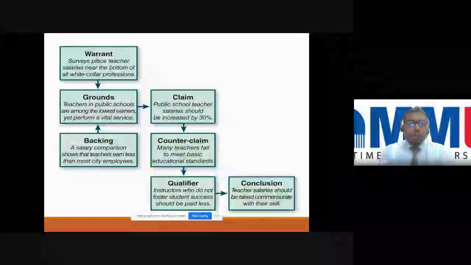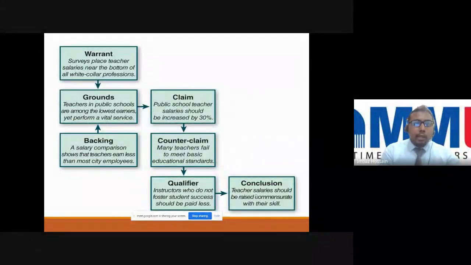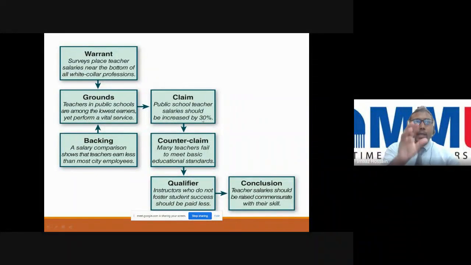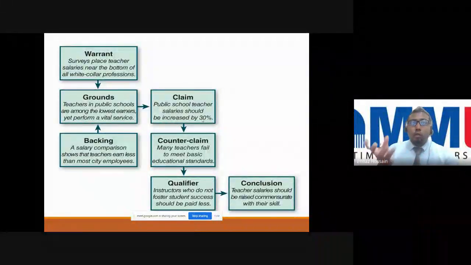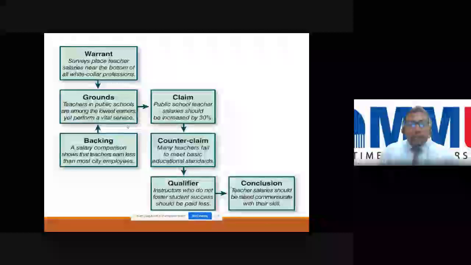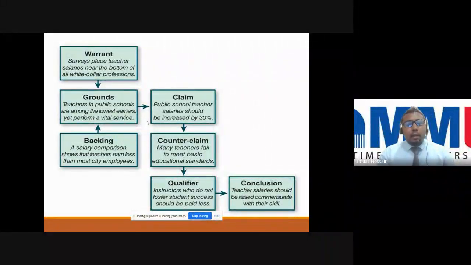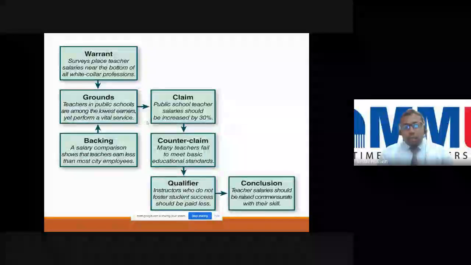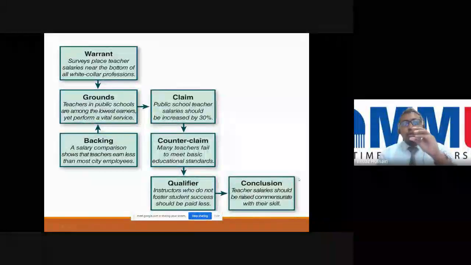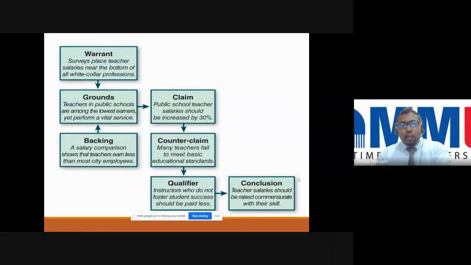Here I am giving one example, like service place teacher salaries are near the bottom of all white collar professions. This is a statement. So by giving some evidence, you see, the public school teacher salaries should be increased by 30%. So it makes the justification stronger. It moves the statement to be more concrete. And backing: a salary comparison shows that teachers earn less than most city employees. So these are some strategies, if you follow them, at the end of the conclusion you can get a good sentence which gives you a logical flow.